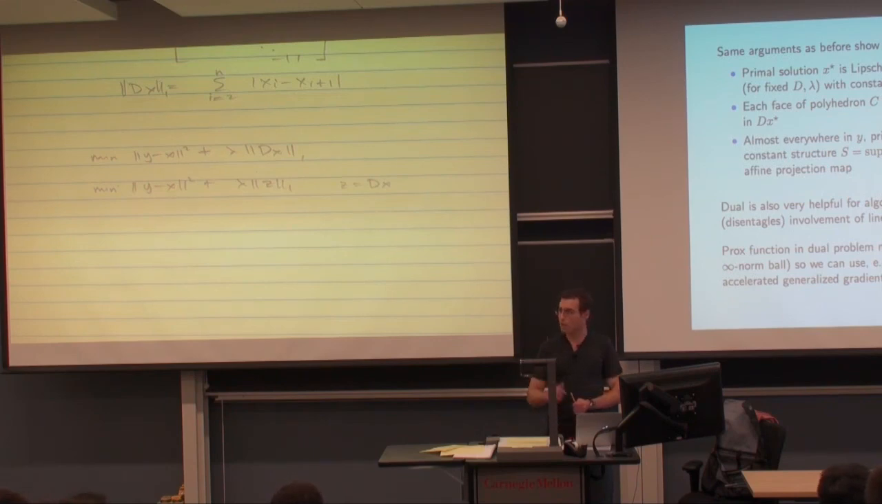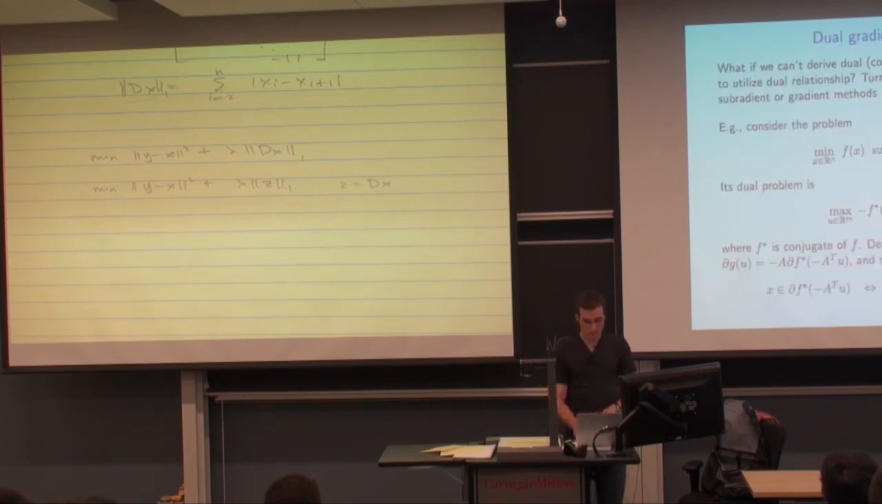If I perturb y a bit, then the structure of the solution won't change much. Not the support, but which entries of dx are going to be equal to 0 is not going to change. It'll be locally constant almost everywhere. So the same arguments apply here. I'm running a little short on time for this section, so I'm just going to skip them, because we've seen all of them.